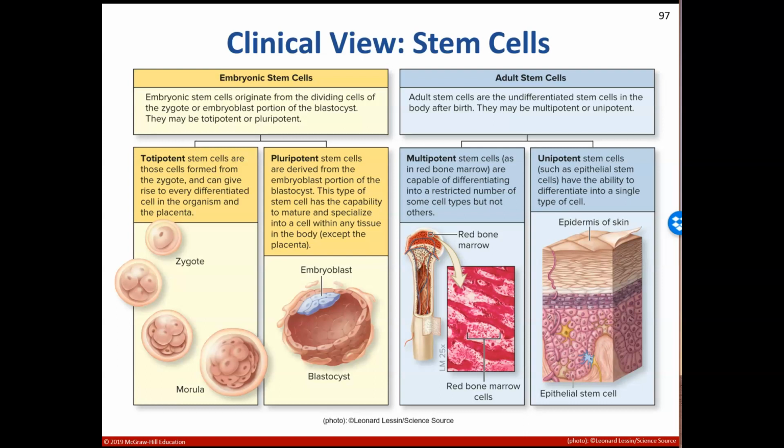This type of stem cell has the capability to mature and specialize into a cell within any tissue in the body except for the placenta. Now, when we look at adult stem cells, they are undifferentiated stem cells in the body after birth. So they may be multipotent or unipotent. Our multipotent are going to be stem cells within our red bone marrow, which we find over here, and are capable of differentiating into a restricted number of some cell types, but not others. And unipotent stem cells, such as our epithelial stem cells, are going to have the ability to differentiate into a single cell type.